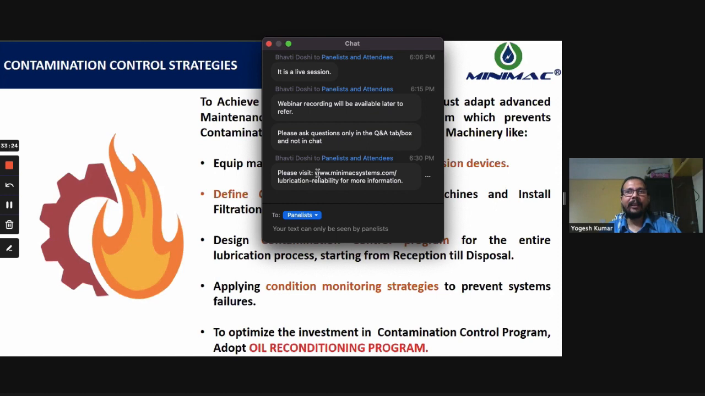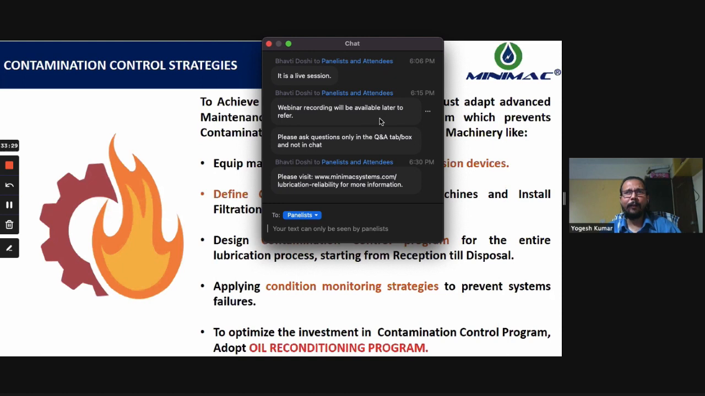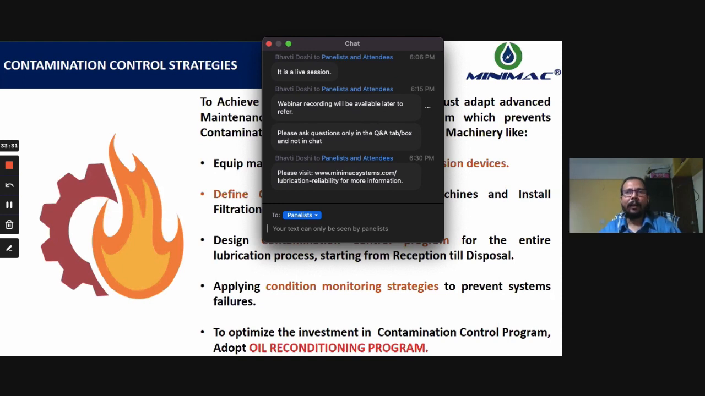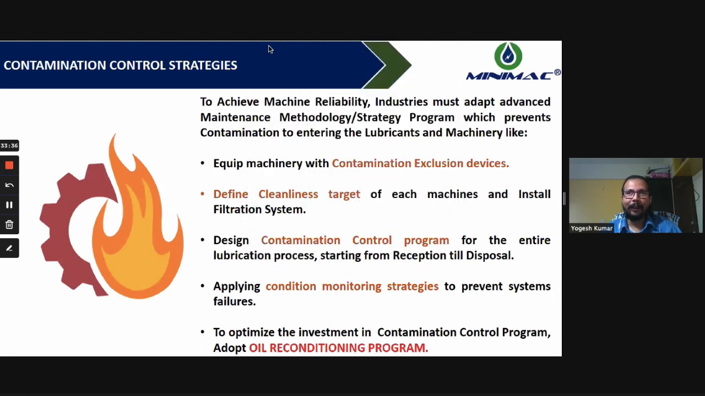If contamination is there, moisture is there, or acid number is there, varnish is there, there may be a number of things which can be brought back to the original condition. Then again we have to think about reclaiming programs. And what we do, practically I am saying, is we go for the L1 basis or lowest bidder. We are not aware of what methodology they are going to implement on the site for the moisture control.